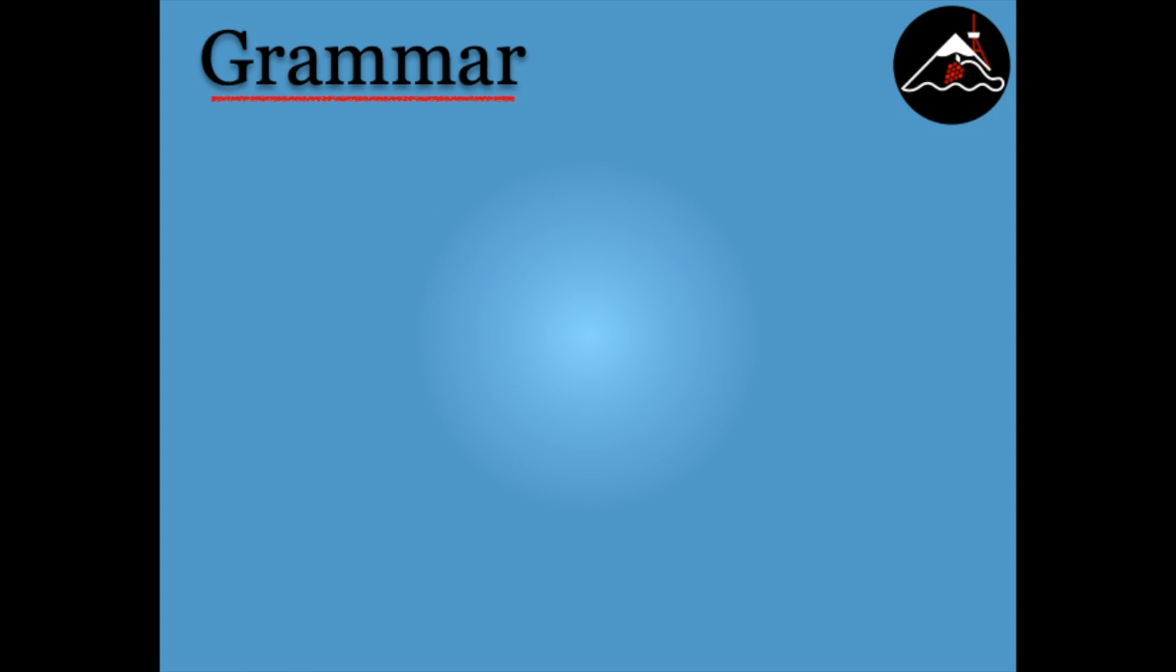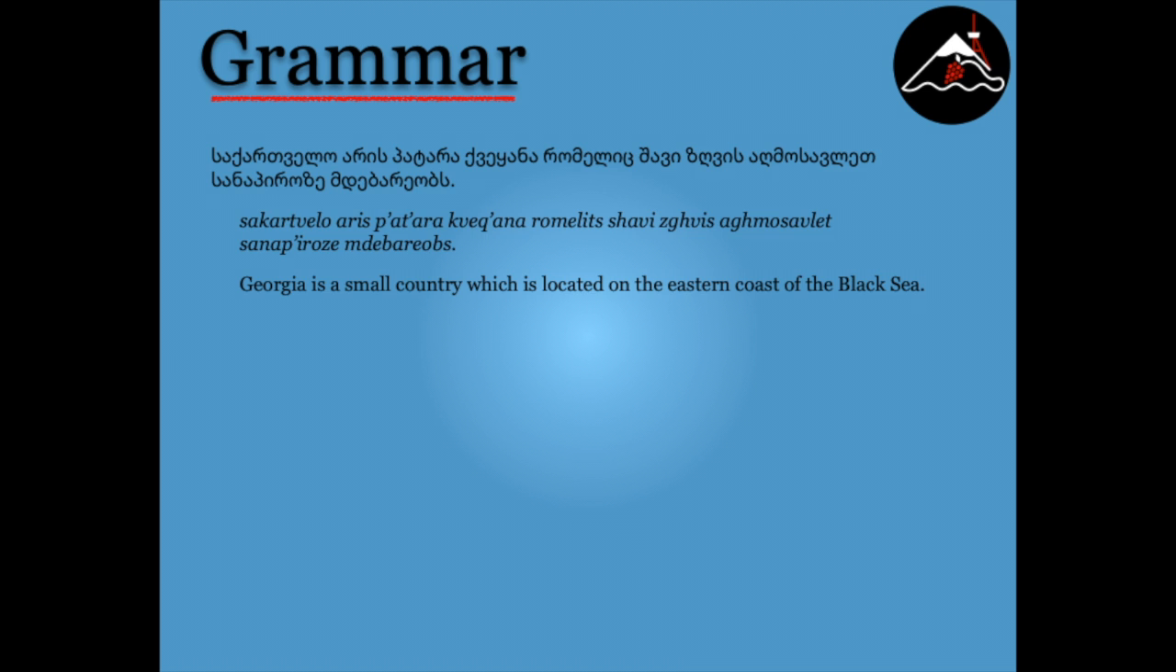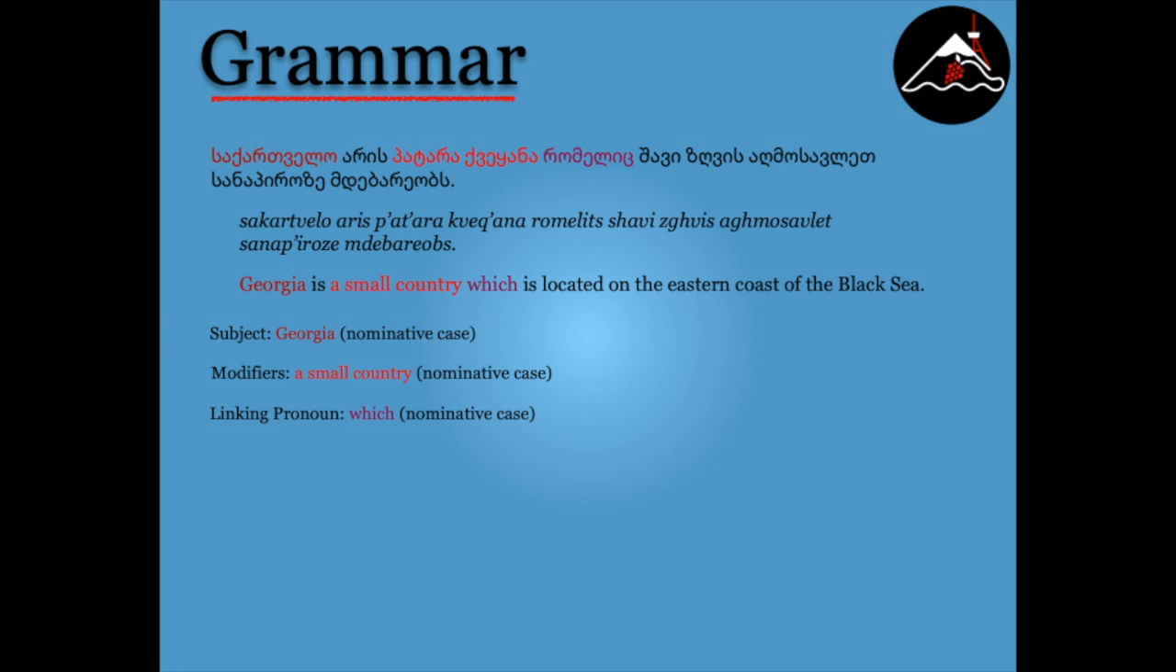Let's examine a second complex sentence. Sakartvelo aris patara kvekana romelits shavi zghvis aghmosavlet sanapiroze mdebareobs. Georgia is a small country which is located on the eastern coast of the Black Sea. Georgia is the subject of the sentence, and so it is in the nominative case. Its modifiers, small country, are therefore also in the nominative case. Since this is a compound sentence joined by the pronoun which, the verb is goes between the subject and its modifiers, as it would in its English counterpart.